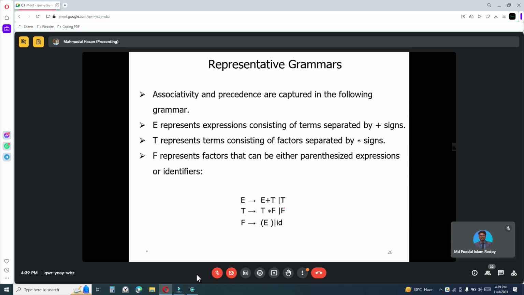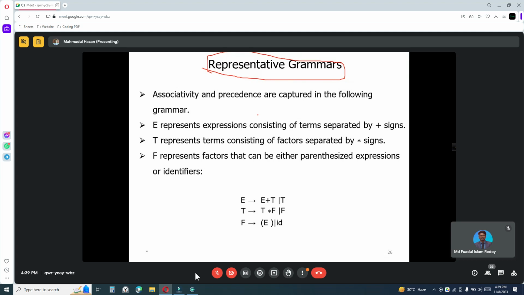So got it, everyone? This one has the highest precedence, the lowest level. Okay? So that was representative grammar. This is the last topic of your midterm syllabus. So your midterm syllabus is finished. Okay? Hello? Actually your midterm, okay, got my point? Okay.